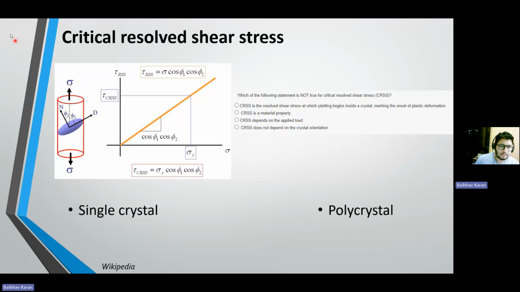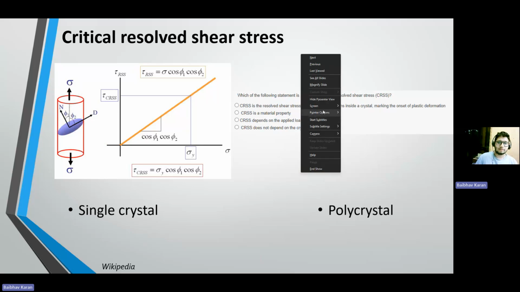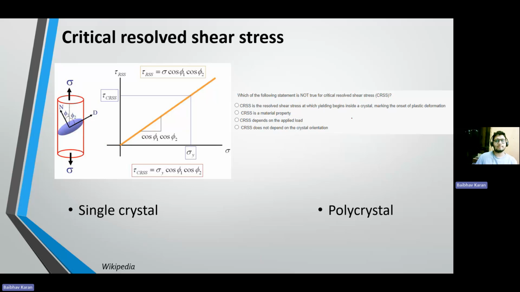There was a question in the assignment: which of the statements is not true about the critical resolved shear stress? Let's see. As I told you, CRSS is a material property. This is the right thing. Then CRSS is the resolved shear stress at which yielding begins inside the crystal, marked as the onset of plastic deformation. I also explained this, beyond which plastic deformation takes place.